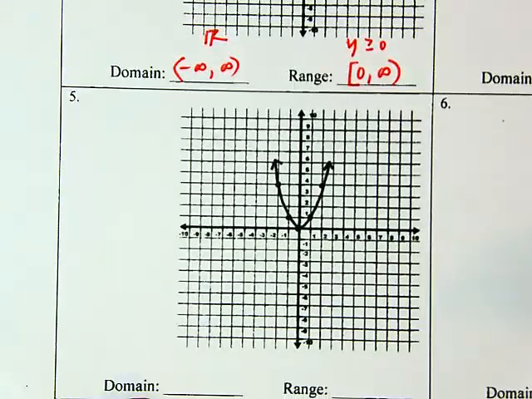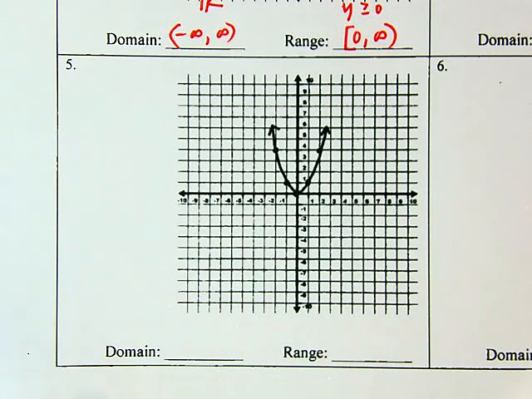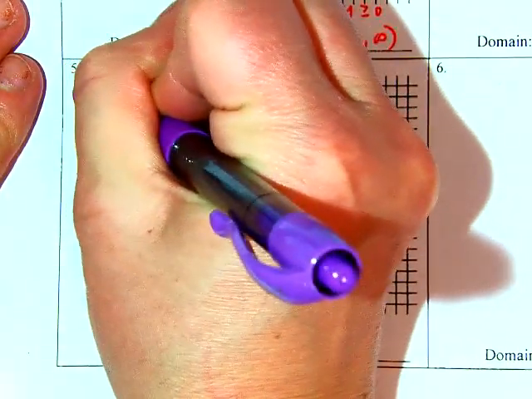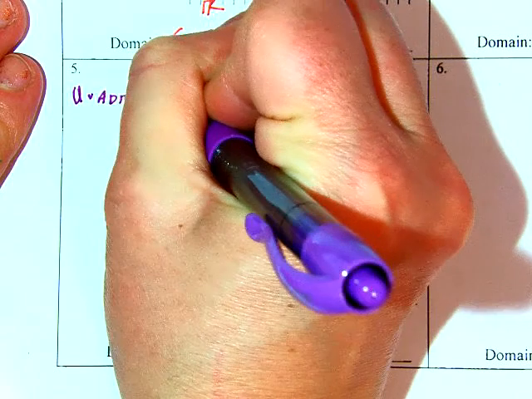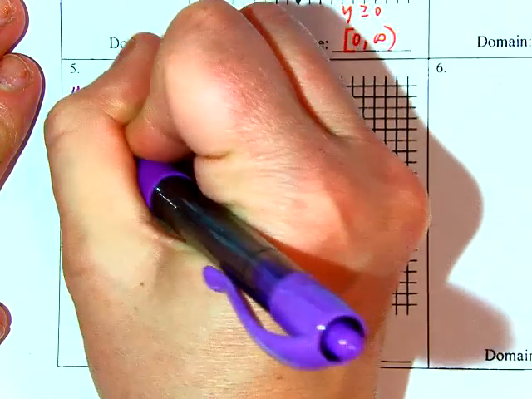All right, down here, 5, we see that U shape. So that U shape should trigger for us, oh, it's quadratic. It graphs as a parabola. It's a quadratic function. So y equals x to the second power.